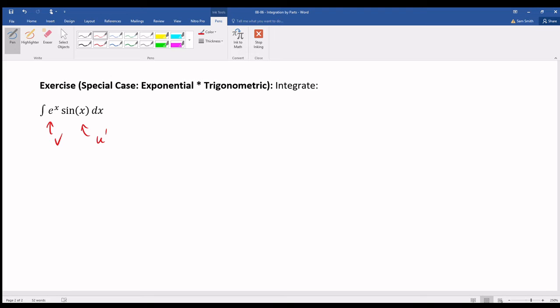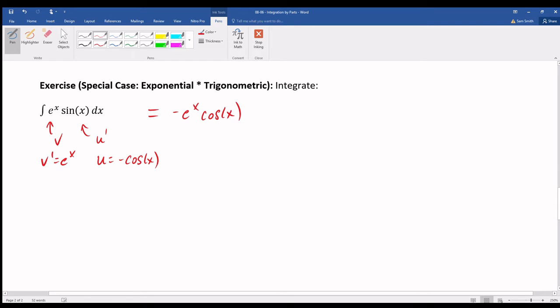Now, if you declare v to be e to the x, then v prime will also be e to the x. And if you declare u prime to be sine of x, then that also means that u, the antiderivative, must have been negative cosine of x. Therefore, the integration by parts formula says that the result will be the product of v and u, so negative e to the x cosine x, and then subtract the integral of u times v prime, the integral of negative e to the x cosine x.